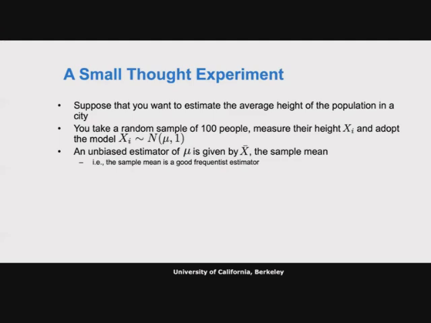Okay, so the unbiased estimator of mu is X bar. So you should use the mean. It's a very good frequentist estimator. It has this nice property: it's unbiased. All right, so you use it and you get a number like 5 foot 8 inches or something like that.